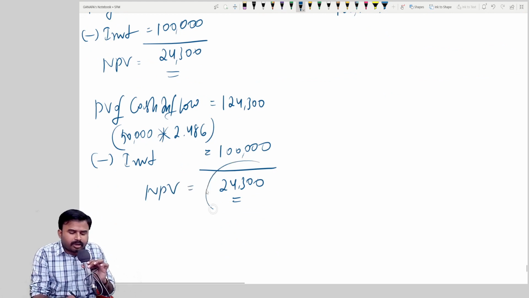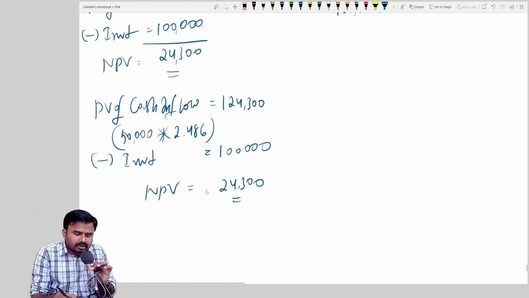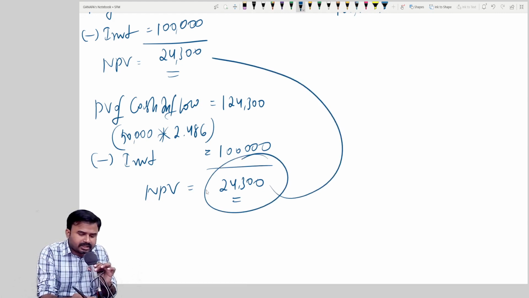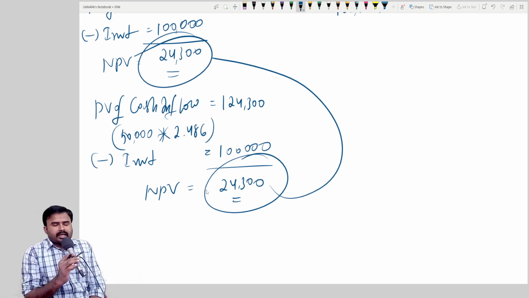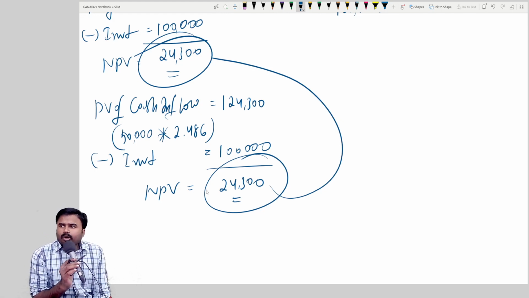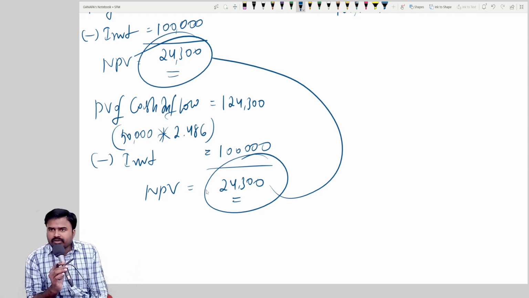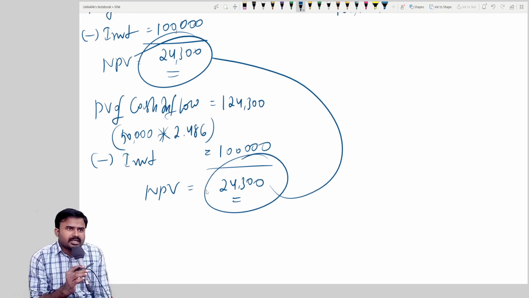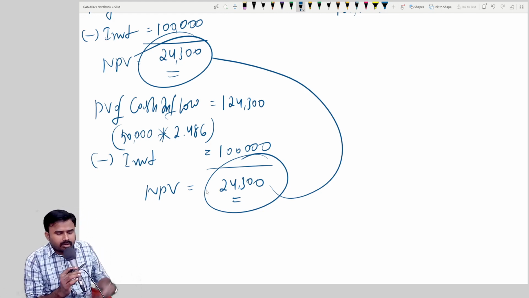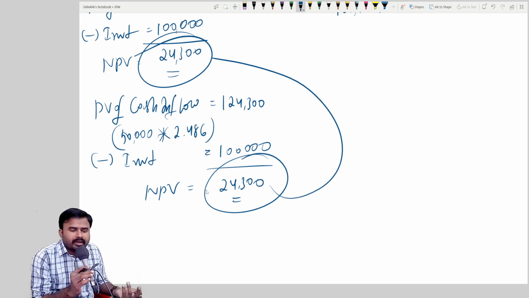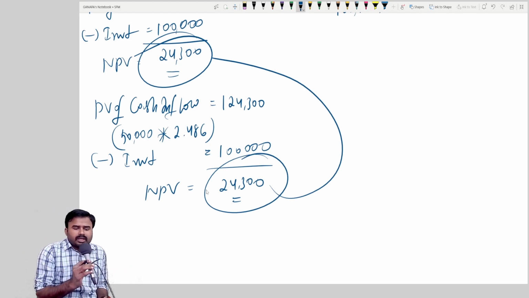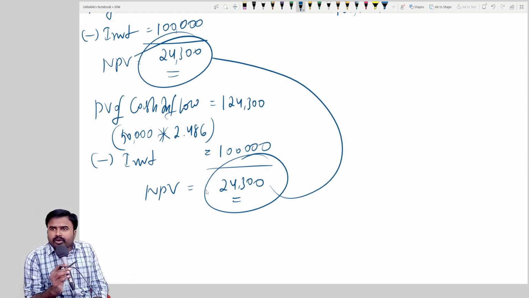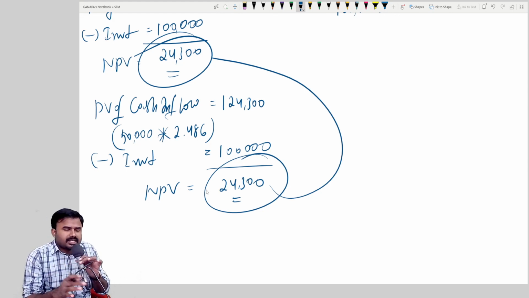Have you observed one thing? I got same numbers, right? See, in the first process, I've converted all the year's inflows into terminal year by using cost of capital as a reinvestment rate. Again, discounting such terminal value at cost of capital. I got 24,300 NPV by using such process. And now our regular process also gives us 24,300 NPV only, right or wrong? That means in both the cases I'm getting same NPV.